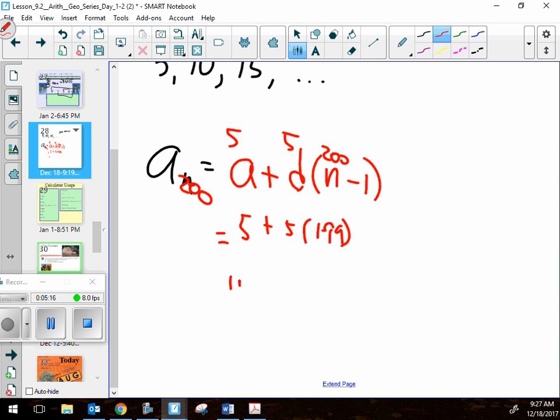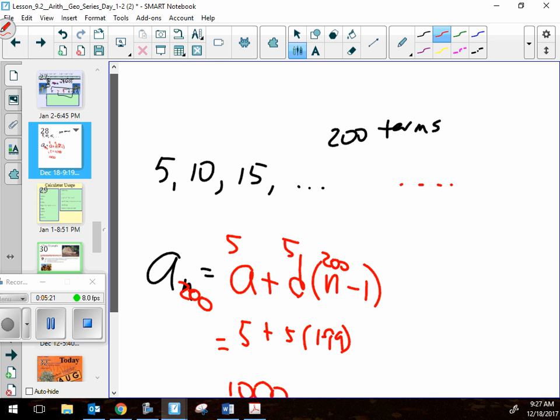1,000? So then, the last term in this list is 1,000. Why do we really care so much? Because we need that to do the Friedrich method: the first and the last get added together, and then we do that how many times? Half of how many we had.